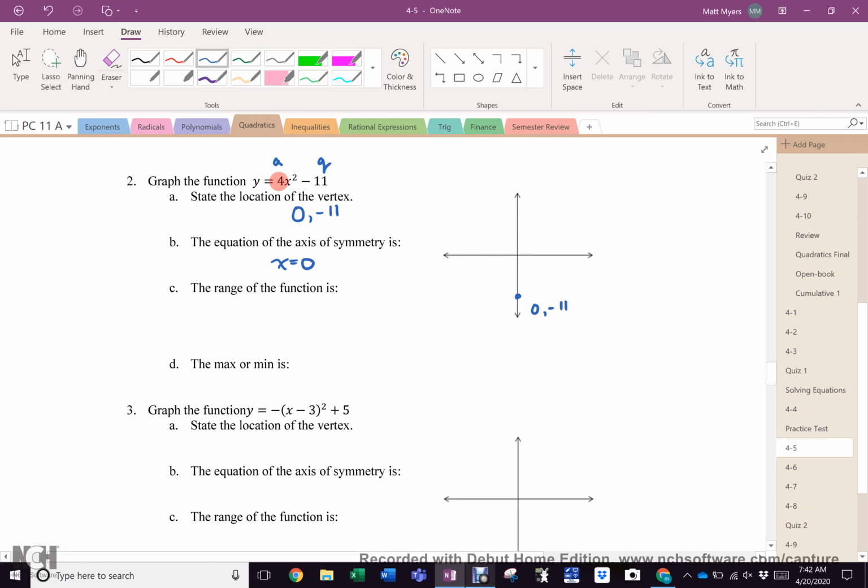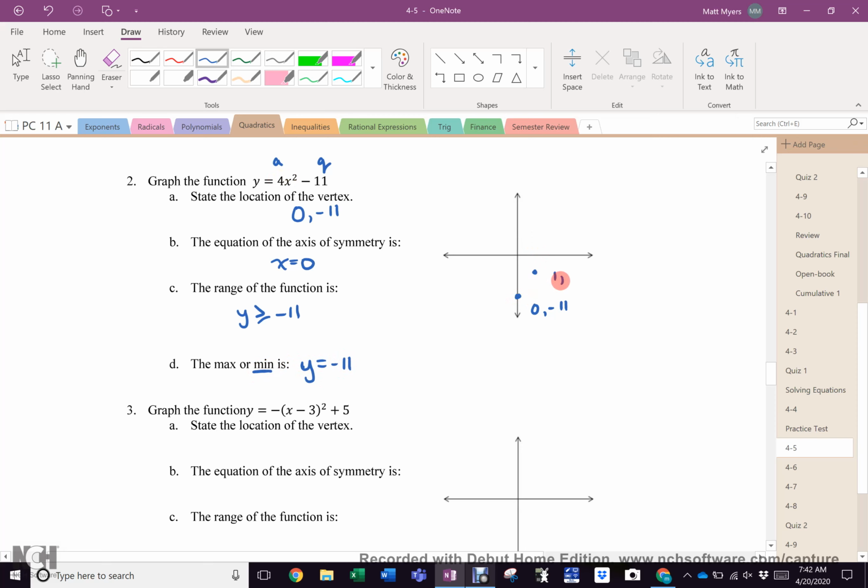The range is a happy or a sad parabola. It's happy, so it must be y is greater than or equal to negative 11. So this must be a minimum. The minimum is y equals negative 11. Now let's graph it. Normally I'd go over 1 and up 1, but I have an a value. So I got to go over 1 and up 4 times 1.